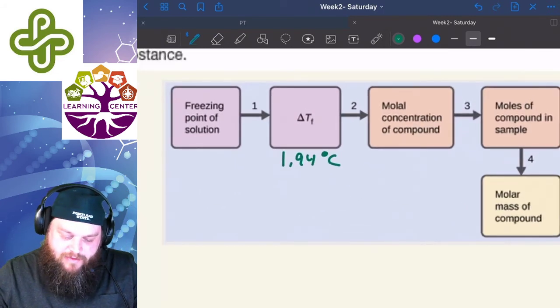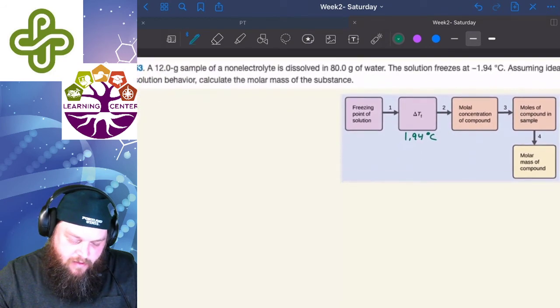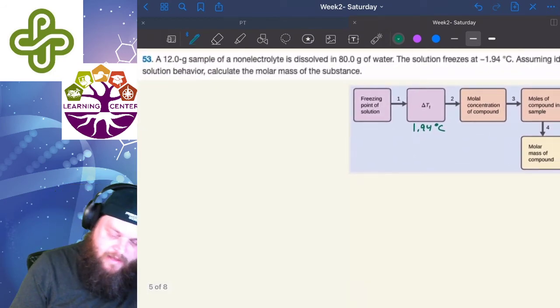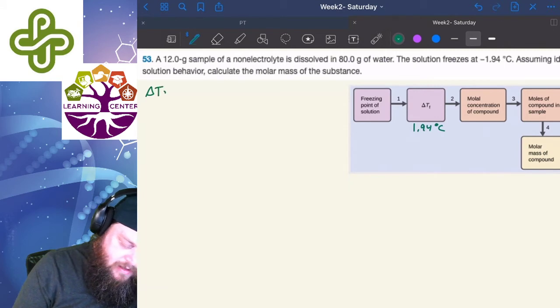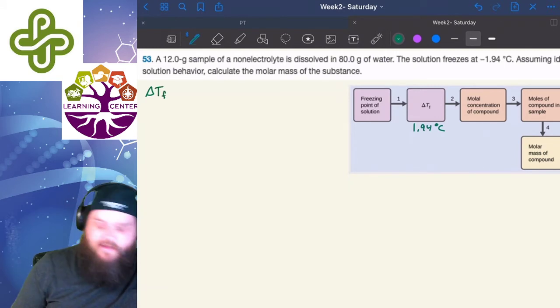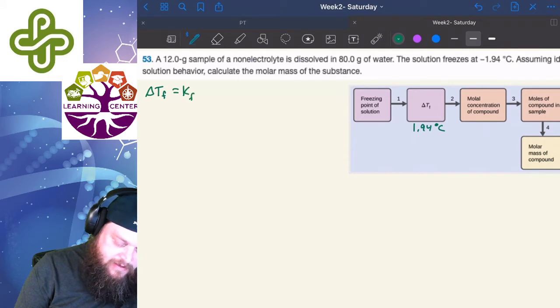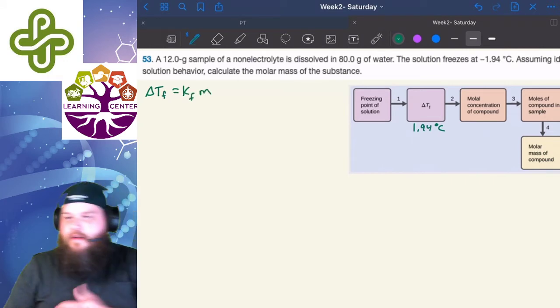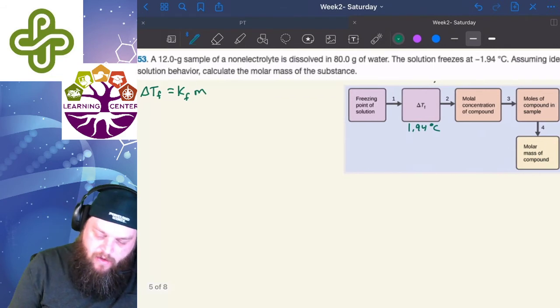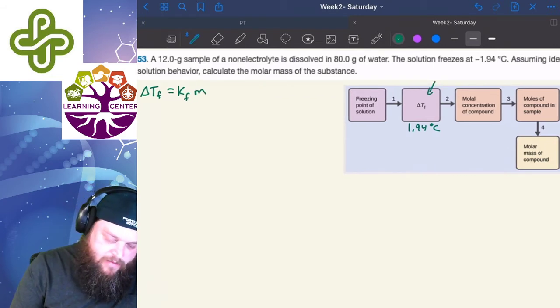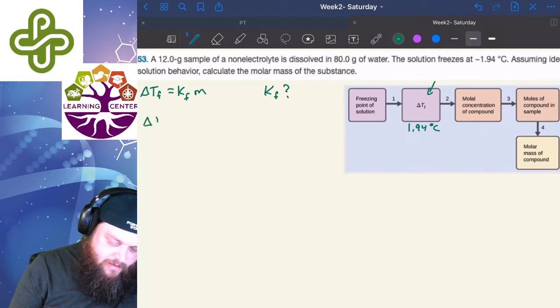The molal concentration of the compound is what we need to figure out. Again, that uses the same equation, but now we're looking at the temperature of freezing. It's going to be equal to the constant for freezing times the molality. If we know what Kf is, that constant of freezing, which we need to look up, we can use that to solve for the molality. We can divide by that constant of freezing to get molality.